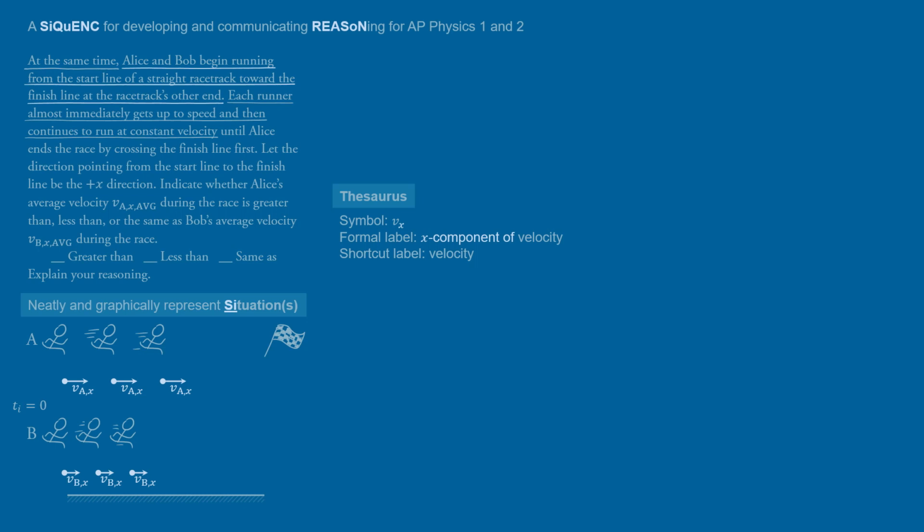Each runner almost immediately gets up to speed and then continues to run at constant velocity until Alice ends the race. We label the final time t sub f. Each runner continues at constant velocity until Alice ends the race by crossing the finish line first. We draw additional copies of stick figures and corresponding velocity vectors for Alice and Bob to show that Alice and Bob individually sustain constant velocity motion until Alice reaches the finish line with Bob trailing behind her.